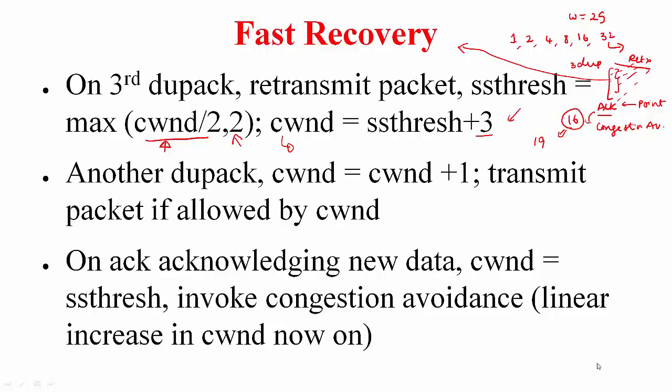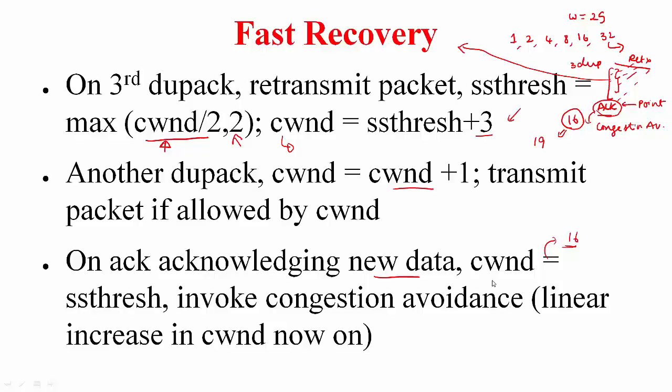Note that this is being done only to ensure that you can send packets in response to these duplicate ACKs. Your safe operating point is still 16. And during this fast recovery phase, for every duplicate ACK that you receive, you increment CWND by 1 to ensure that you can send one more packet in response to the duplicate ACK if the window permits. And once finally an acknowledgement comes that is acknowledging new data, you go back to the safe operating point. In this example, you'll go back to 16.